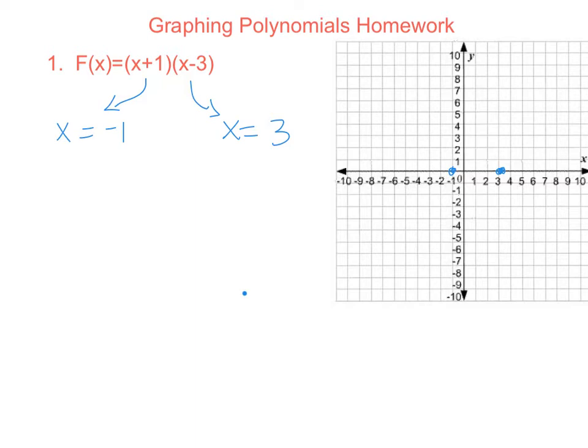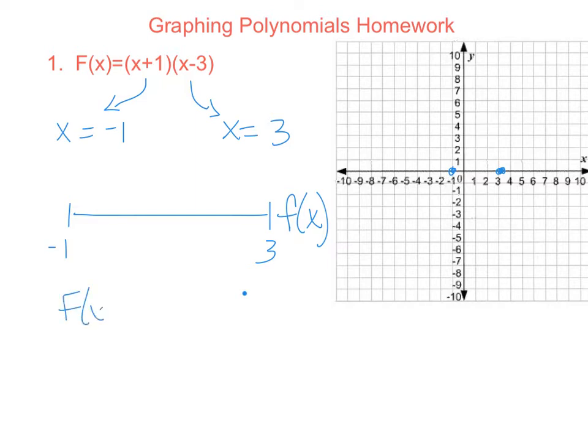Now what we're trying to do at this point is see what the function is doing between those two zeros. Is the function going up between those two zeros, in other words above the x-axis, or is it going below the x-axis? Remember, the way that we do that is we do a sign chart. We're going to do it between negative 1 and 3, right? Those are our two zeros. So we're going to just pick any point. Let's say 0, because that's the easiest thing.